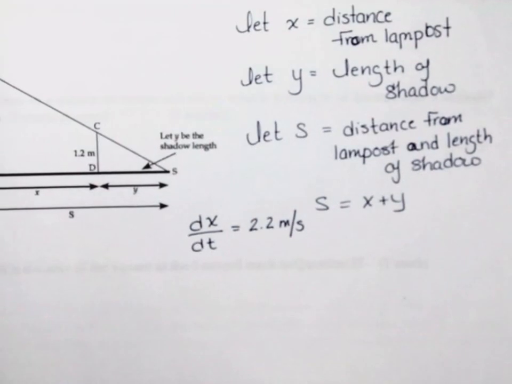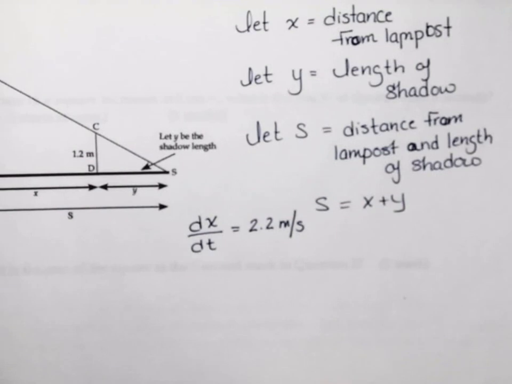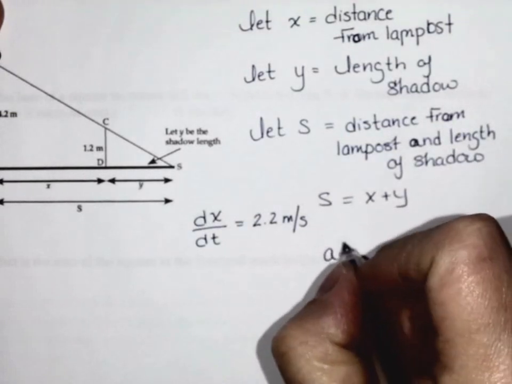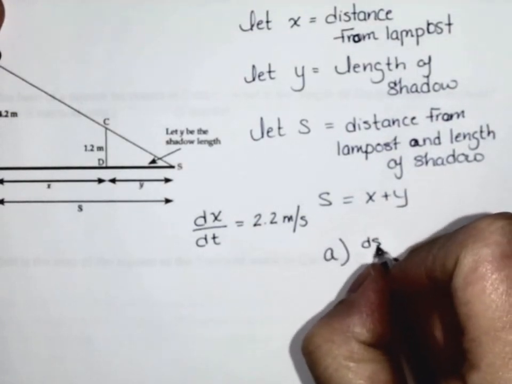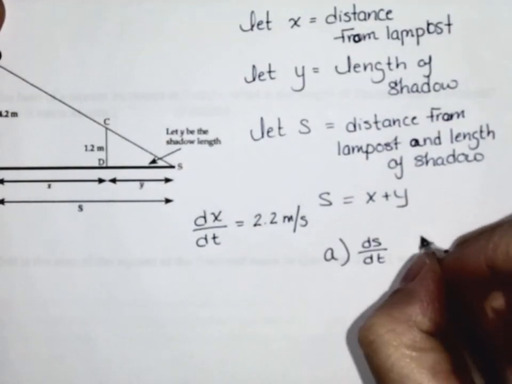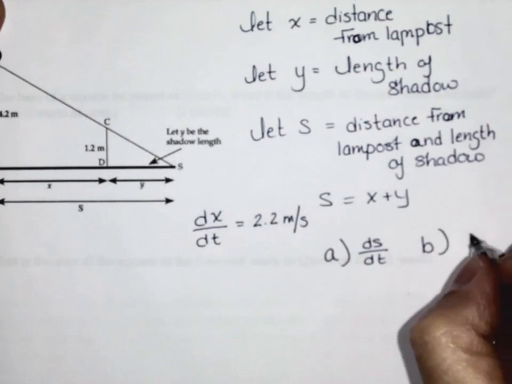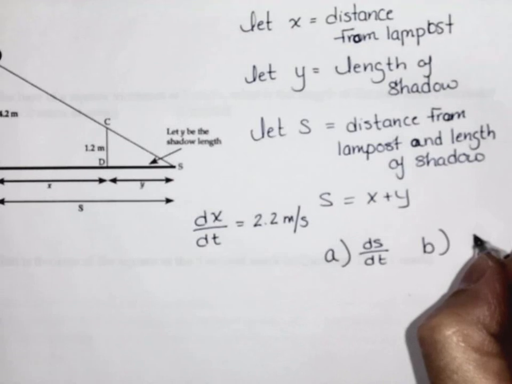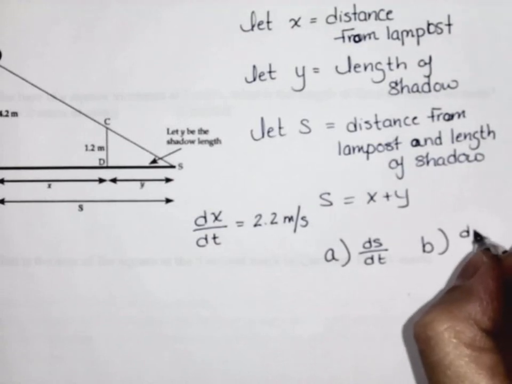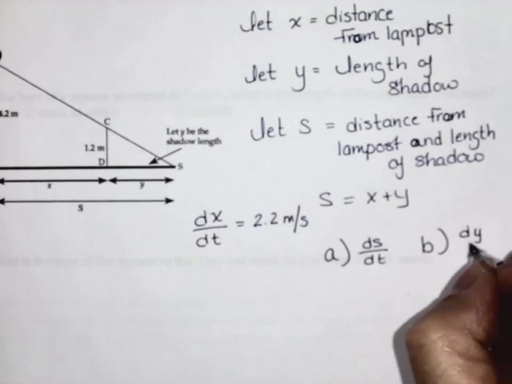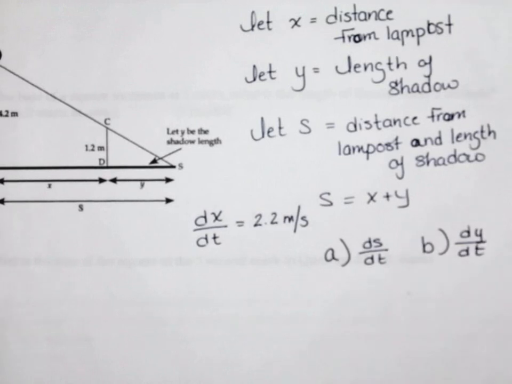So in question A, what rate am I trying to find? ds over dt. Right, we're trying to find ds over dt. So for part A, we're looking for ds over dt. And part B, it's just dy over dt. Yeah, we're doing the dy over dt.